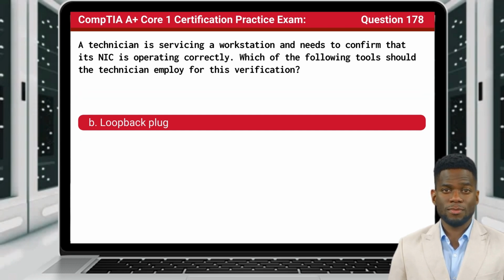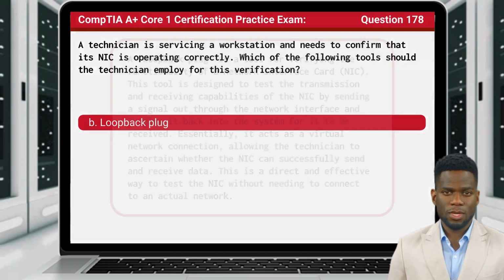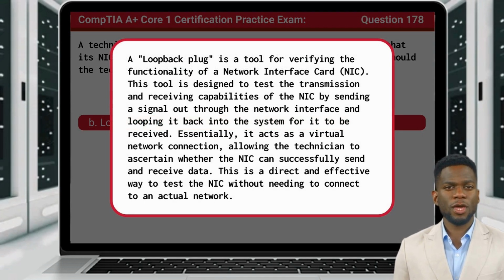The answer is B. Loopback plug. A loopback plug is a tool for verifying the functionality of a network interface card, or NIC. This tool is designed to test the transmission and receiving capabilities of the NIC by sending a signal out through the network interface and looping it back into the system for it to be received. Essentially, it acts as a virtual network connection, allowing the technician to determine whether the NIC can successfully send and receive data. This is a direct and effective way to test the NIC without needing to connect to an actual network.